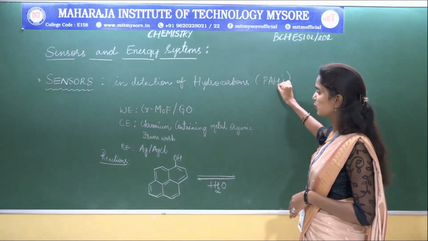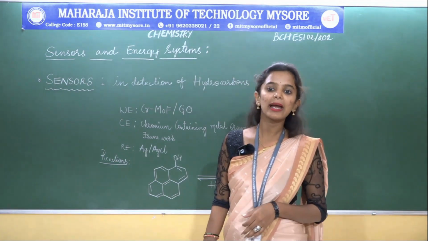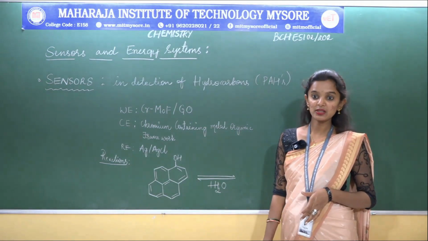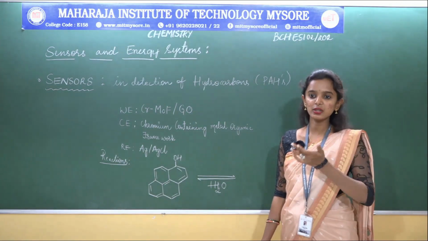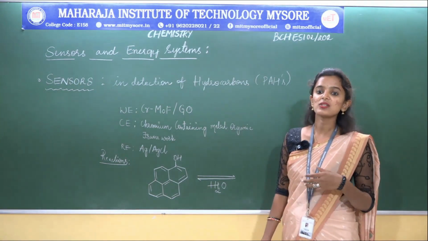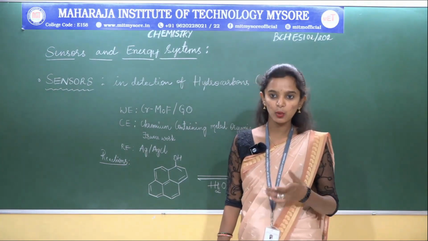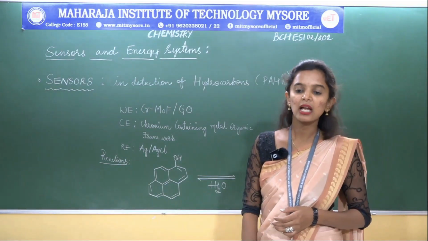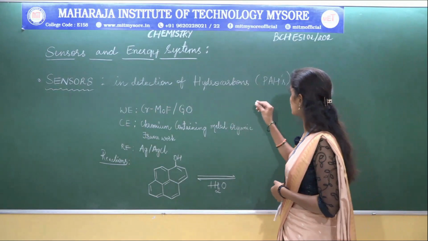polycyclic aromatic hydrocarbons. These can be said to be carcinogenic and mutagenic. They are termed carcinogenic and mutagenic because they are very harmful, and once they enter the human body through diet, they cause vital effects. After entering the body, the PAH, or polycyclic aromatic hydrocarbons, get metabolized into hydroxy PAH.